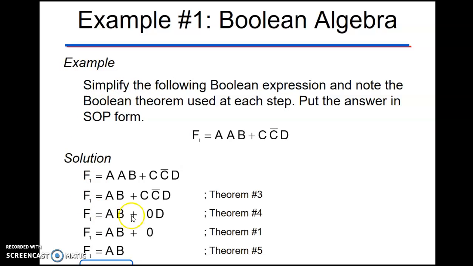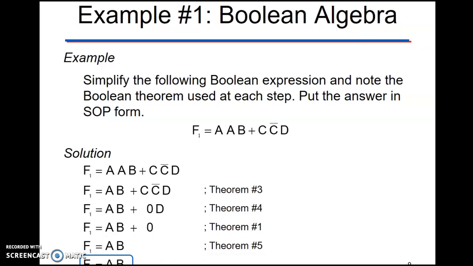So they show you that first piece here. Theorem 3 gives me the A where I simplified it. Theorem 4 is where I simplified my C's. And a D. 0 and anything is always a 0. That's according to theorem number 1. B or 0, according to rule number 5, is still going to be AB. So my final answer would be AB.